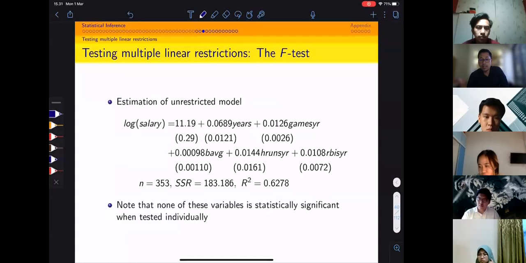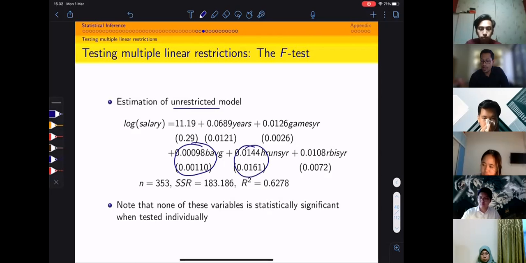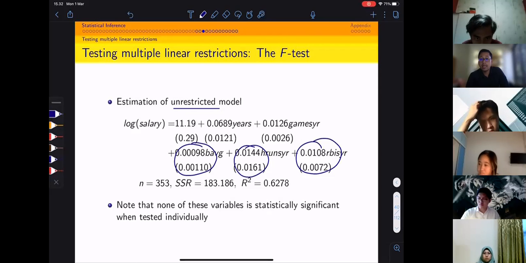So you do an estimation first of what's called the unrestricted model. The unrestricted model is a regression with all the variables. That's why it's called the unrestricted model. After you get the unrestricted model, you can see that the batting average, the home runs per year, and the runs batted in per year are not statistically significant. Again, the performance measures individually are not statistically significant.